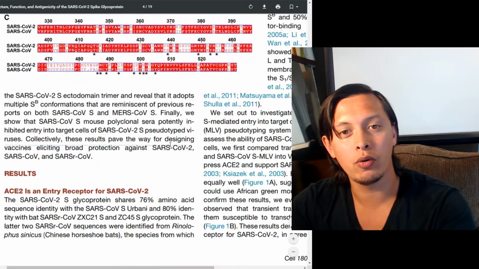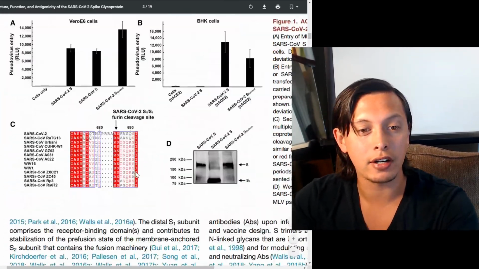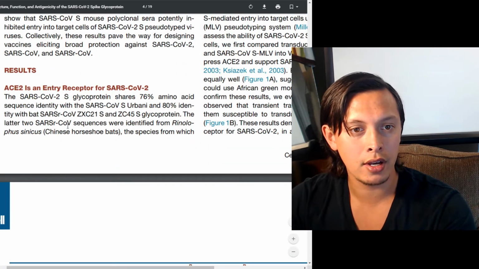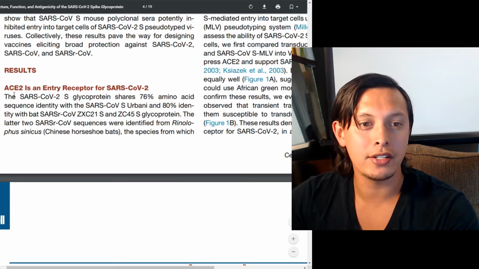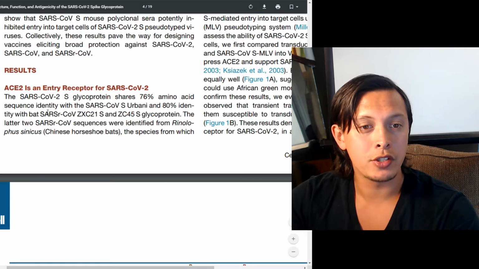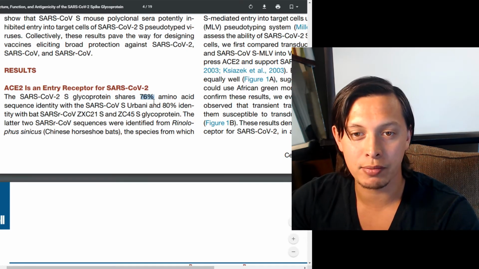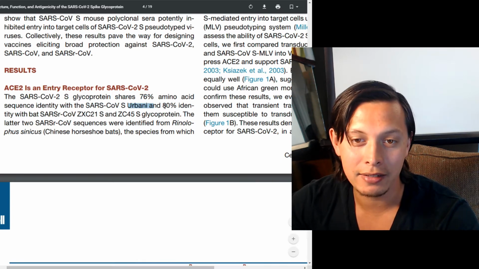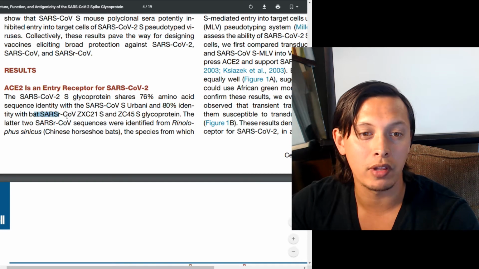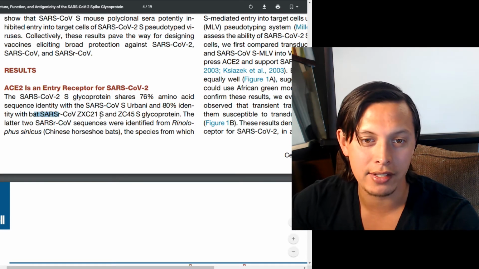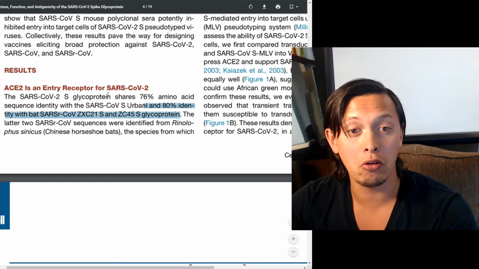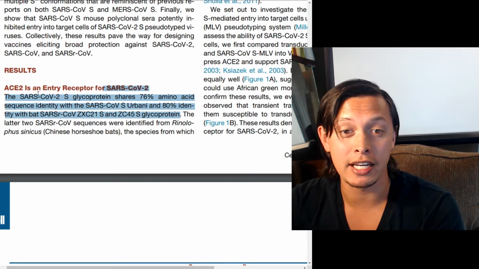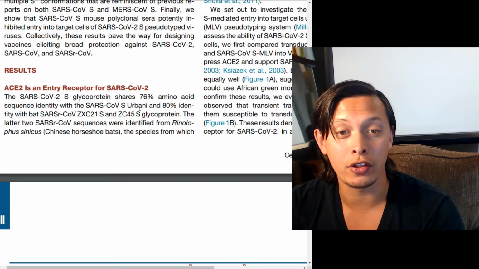And I'm going to go over these figures later, but I just want to go through a lot of the text first before I go over them. So the results. ACE2 is an entry receptor for SARS coronavirus 2. The SARS-CoV-2 S glycoprotein shares 76% amino acid sequence identity with SARS-CoV S Urbani and 80% identity with bat SARS-related coronavirus ZXC21S and ZC45S glycoprotein. So that doesn't mean much. Just know that it shares a lot of sequence identity with these two other SARS coronaviruses.